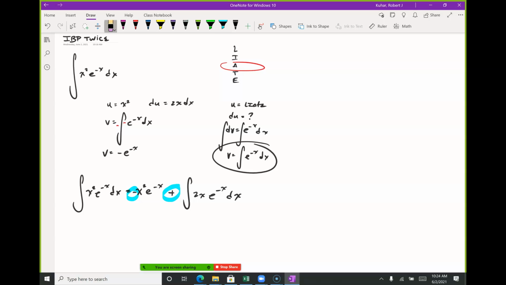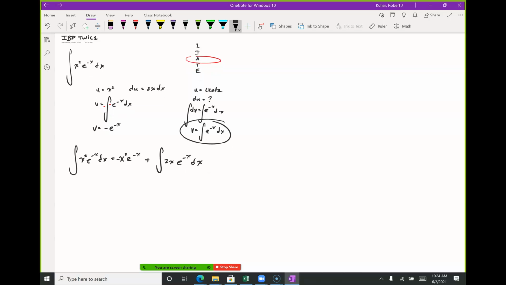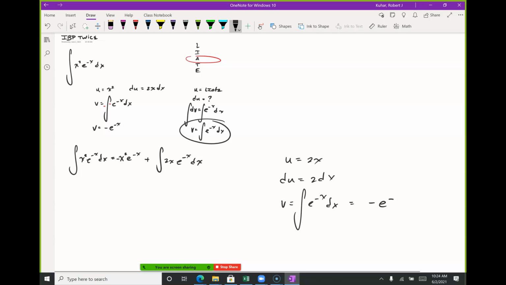Well, you can see it's by parts again, right? So I'm just going to repeat. So now u is 2x, and du is 2dx. v turns out to be the same thing, right? And this is what's going to happen usually. v is still that integral of e to the minus x dx. So that's negative e to the negative x.